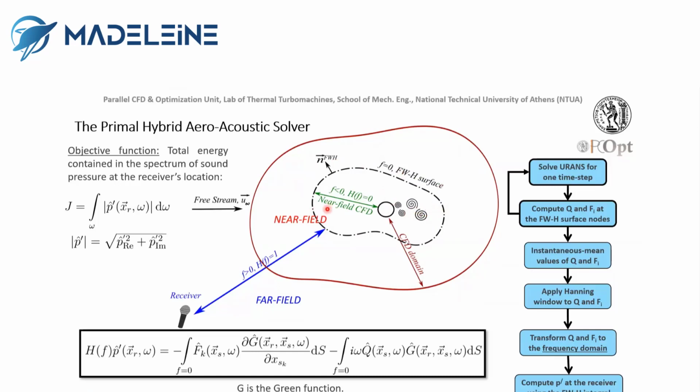During the unsteady solution, monopole, dipole, and quadrupole terms at the Ffowcs Williams-Hawkings surface are computed and stored. Then, the Ffowcs Williams-Hawkings integral can propagate the noise at any receiver location at the far field. In the problems built in MADELEINE, the objective function is the total energy contained in the spectrum of sound pressure at the receiver's location.